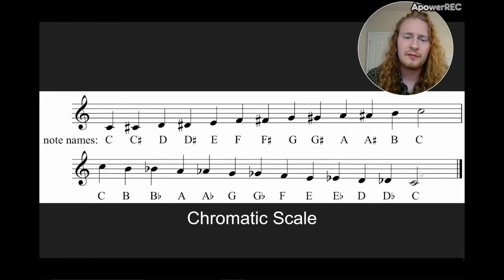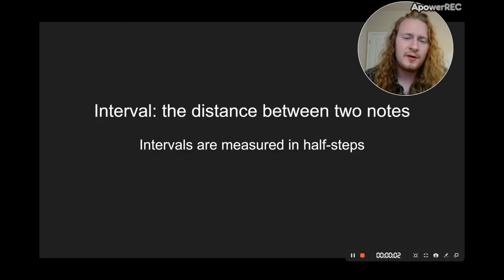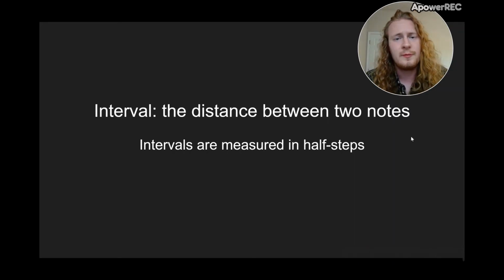So we have our chromatic scale, but we need to measure something else. It's called an interval. So basically what an interval is, it's the distance between any given two notes. And an interval is measured in something that's called a half step. And a half step is just the smallest interval that we have in the Western tonal system. If you have a guitar lying around the house, one fret is one half step. If you have a piano, if you're playing a note and the next key up, that's a half step.